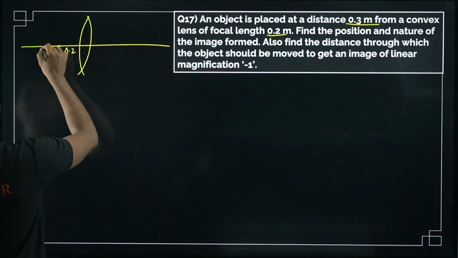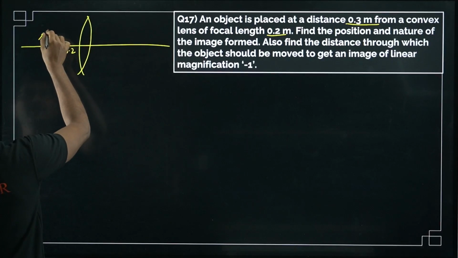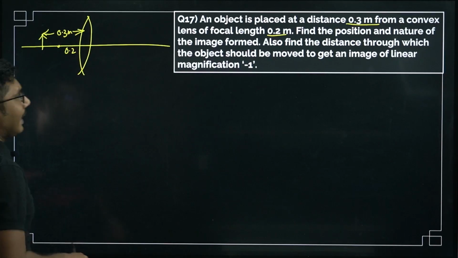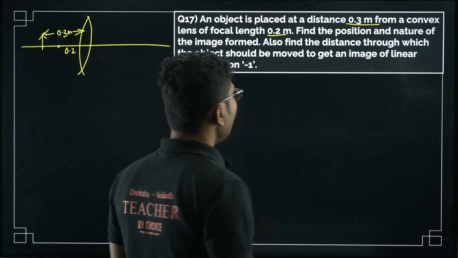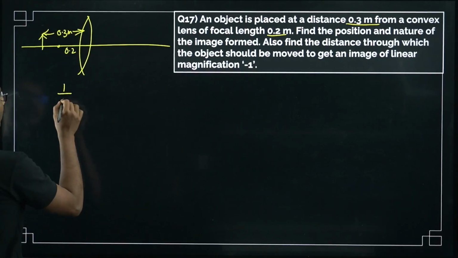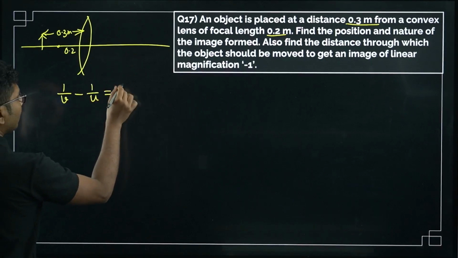It is placed at a distance of 0.3 meter, which is slightly on this side, so the object is placed here, the distance is 0.3 meter. Okay, and you have to find the position and the nature of the image. So how to do that? Lens equation: from the lens equation, 1/v - 1/u = 1/f.